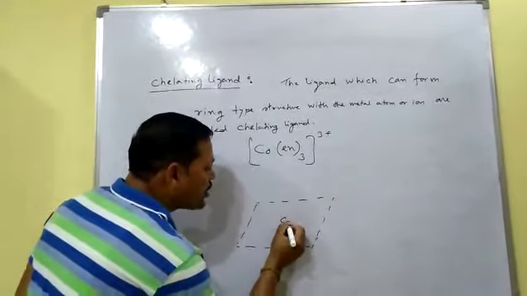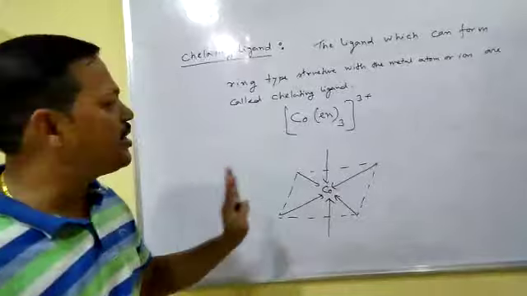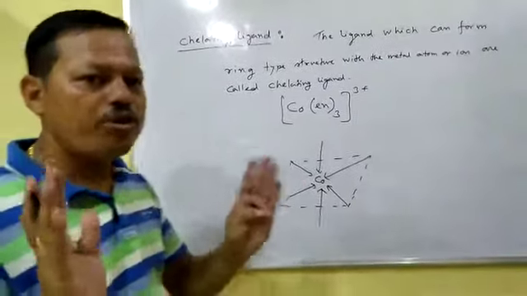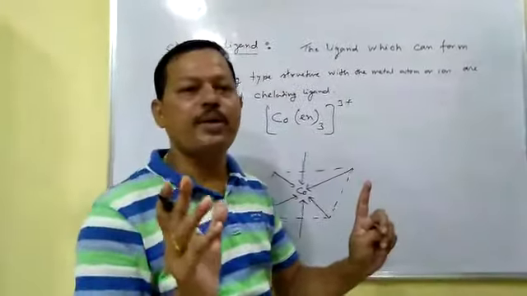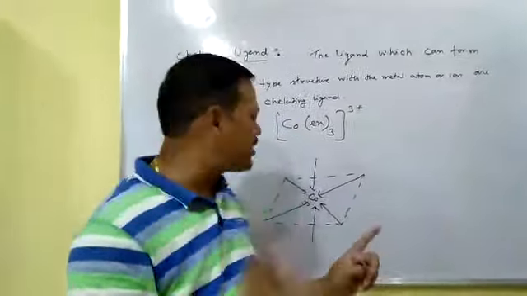This is called the central metal atom, cobalt. This is one bond, this is another bond, this is another bond, this is another bond. Six bonds will be present like this, and this shape is called the octahedral shape for this complex. If the coordination number, the total number of bonds with the metal, is 6, it will always adopt this type of octahedral shape.